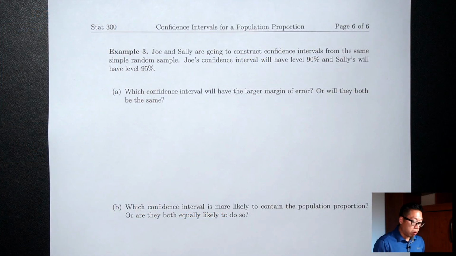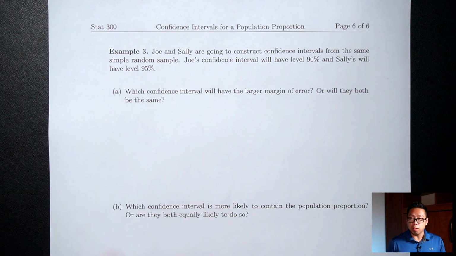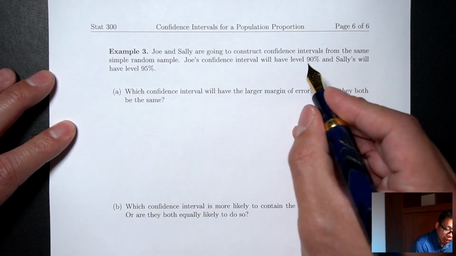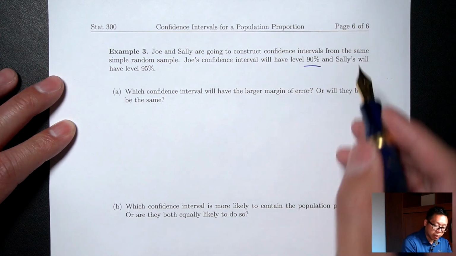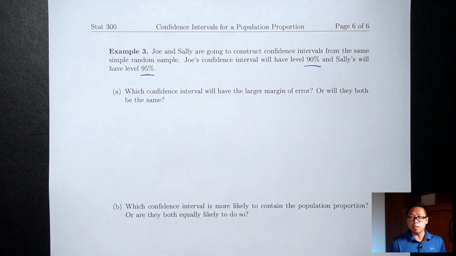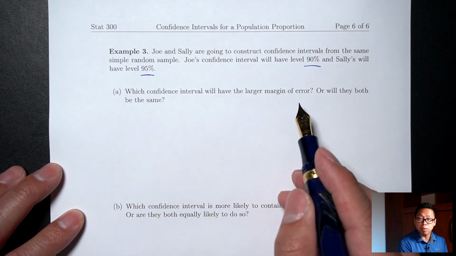Example 3. Joe and Sally are going to construct confidence intervals from the same simple random sample. Joe's confidence interval will have level 90% and Sally's will have level 95%. Part A. Which confidence interval will have the larger margin of error, or would they both be the same? Joe and Sally are using the same simple random sample, so they're using the same sample size. The only difference is that Joe is going to use a 90% confidence level, and Sally is going to use a 95% confidence level. So the question is, which confidence level will result in a larger margin of error?